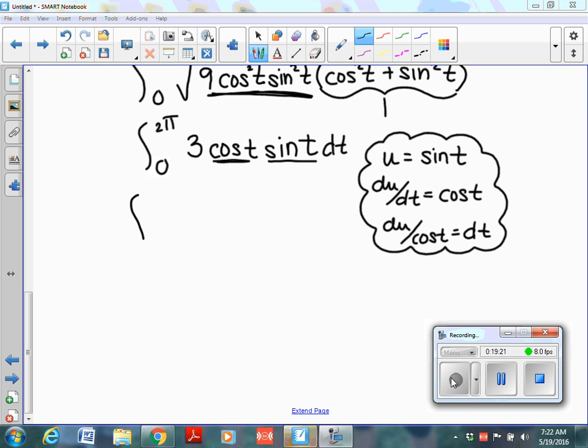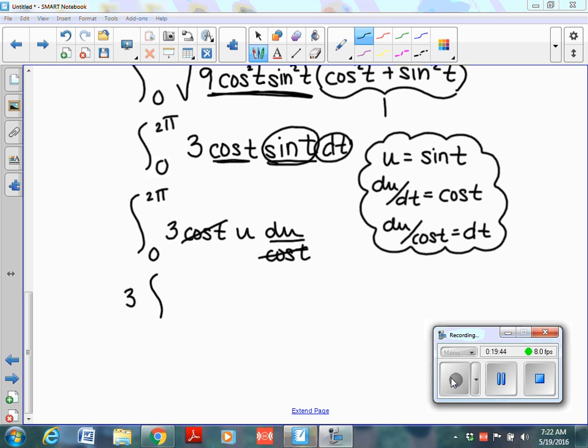So I'm just going to substitute from 0 to 2 pi. I'm going to leave my 3. I'm going to leave my cosine t. Underneath sine of t, I'm not going to keep it sine of t. I'm going to put a u there. And in place of dt, I'm going to put du over the cosine of t. If I did it right, my cosine t goes away. I'm going to take my 3 and put it out in front. So I'm really integrating from 0 to 2 pi, u du. How do we integrate u du?